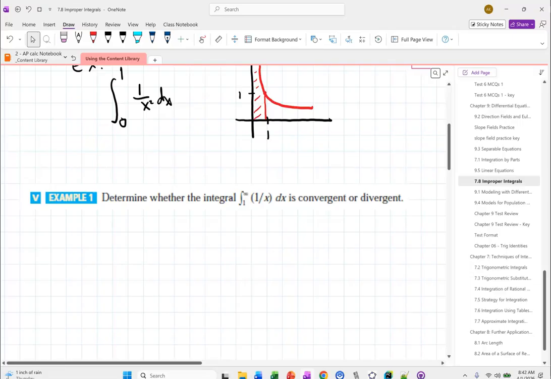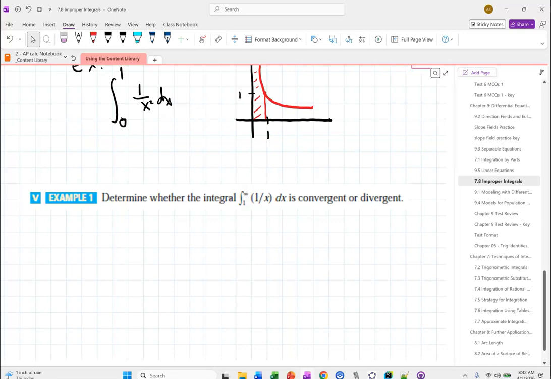Now, a piece of vocabulary here. We say one of these improper integrals is convergent if its answer is a finite value. We say it's divergent if it evaluates to an infinite value, so positive or negative infinity, which we imagine can happen if the areas are unbounded, right? That could happen, but it doesn't have to.